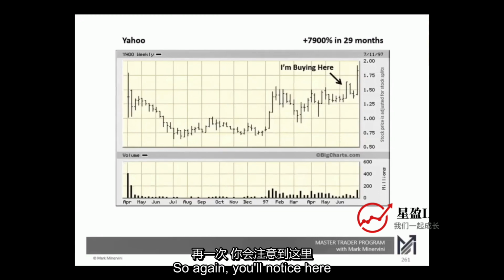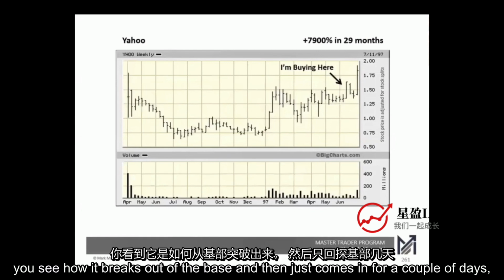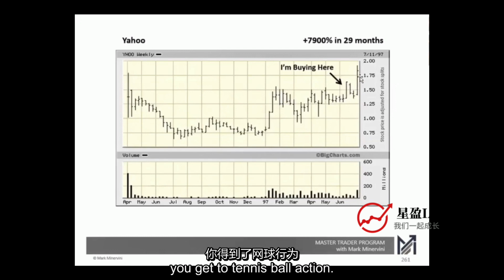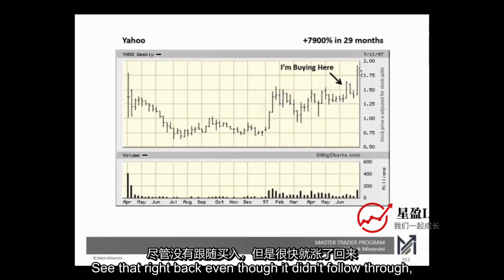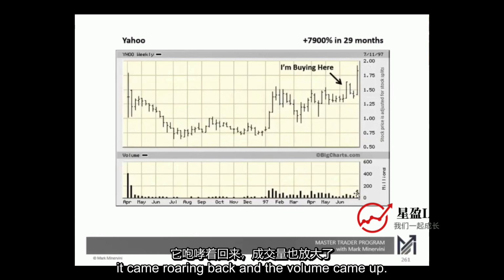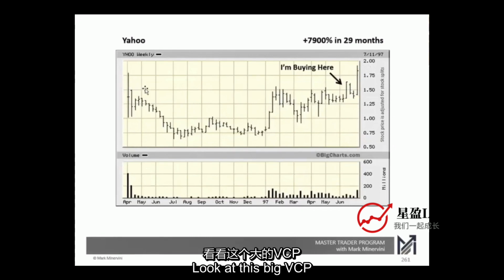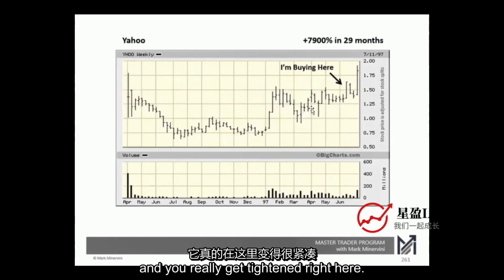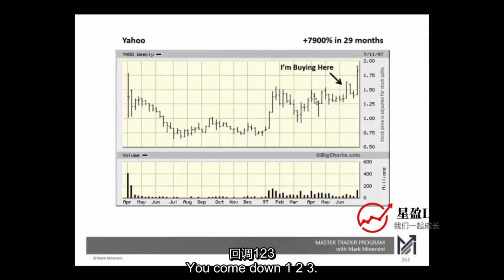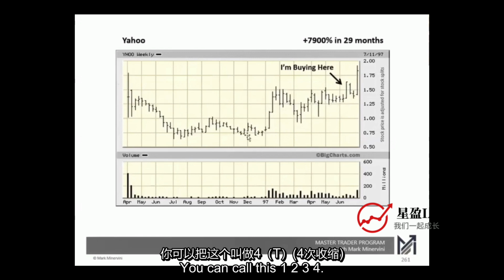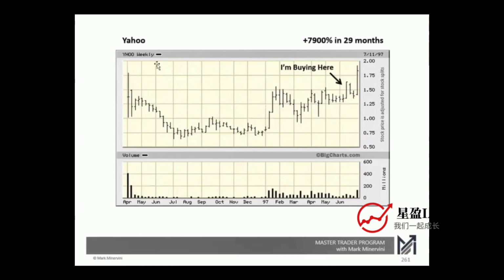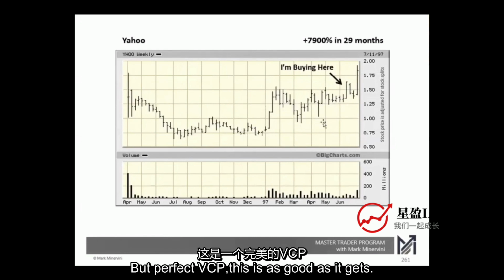So again, you'll notice here, you see how it breaks out of the base and then just comes in for a couple of days, but then boom, you get the tennis ball action. See that right back, even though it didn't follow through, it came roaring back and the volume came up. Now, look, this is a big VCP, and you really see it tighten right here. You come down 1, 2, 3. You can call this a 1, 2, 3, 4, but perfect VCP. I mean, this is as good as it gets.